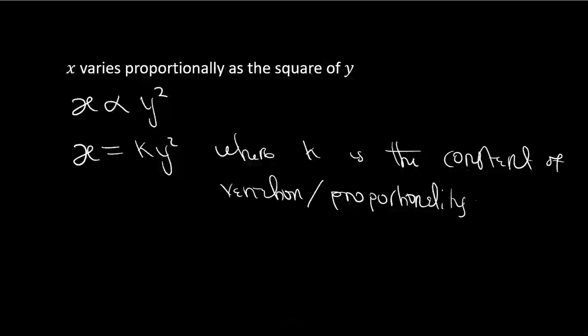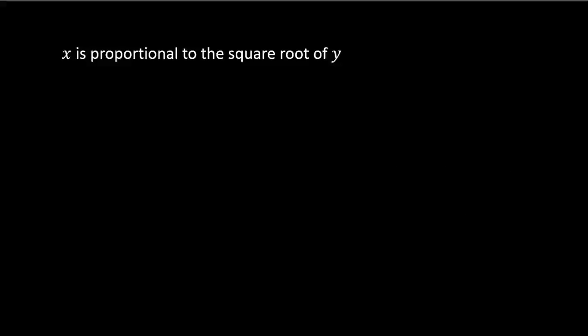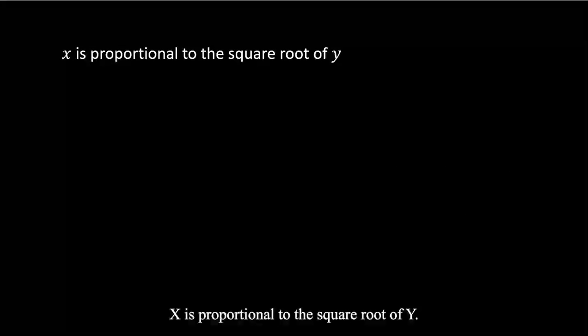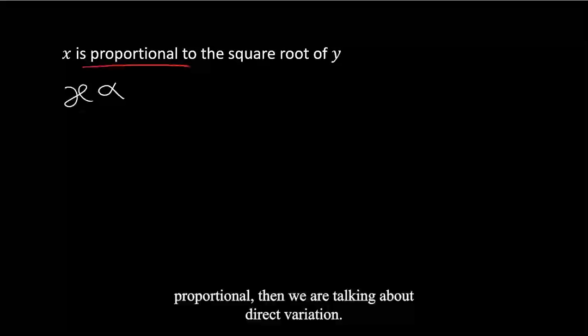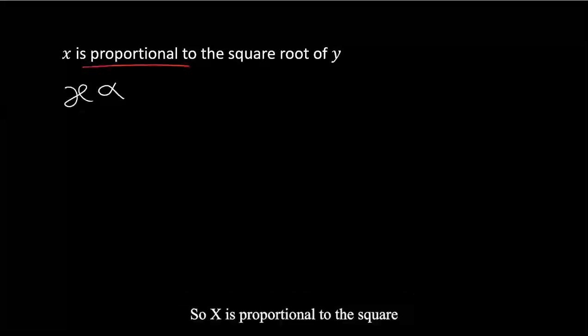Okay, all right. Let's try this example 2. X is proportional to the square root of Y. If we are saying the statement proportional, then we are talking about direct variation. So X is proportional to the square root of Y. So square root of Y.